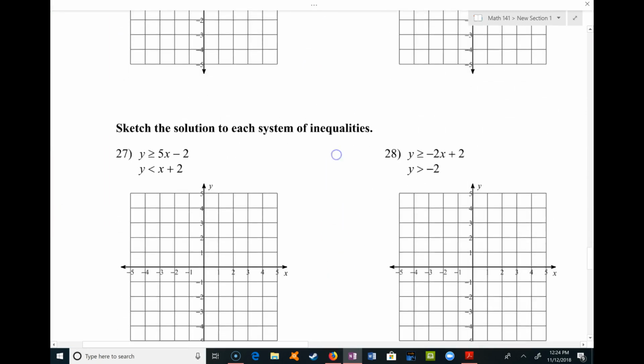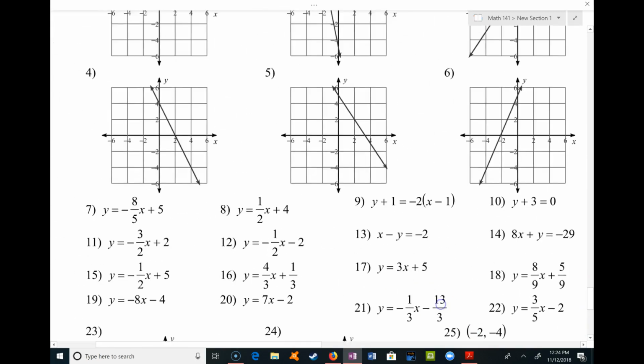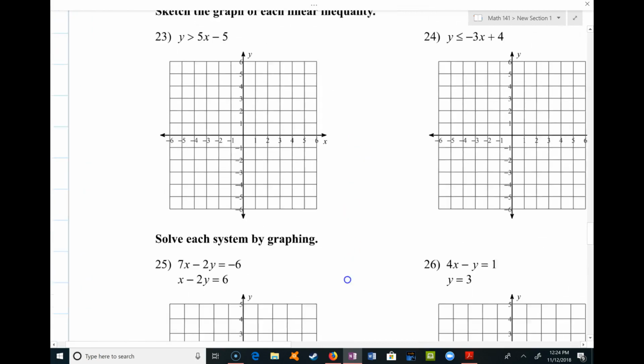Actually, I think the answers are down here, aren't they? Yeah. So you can check your work on those. I think I'm done talking about that. Let me do a couple inequalities and then we'll be done with this.